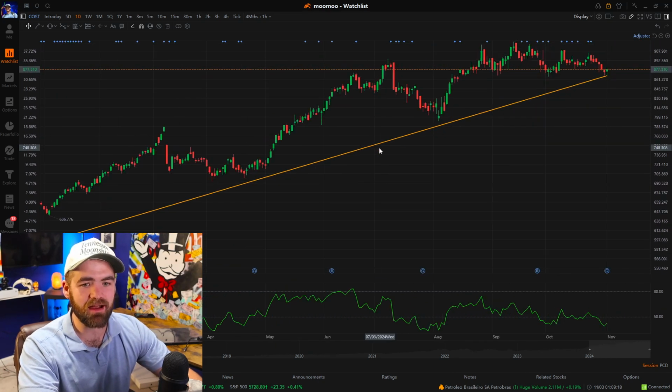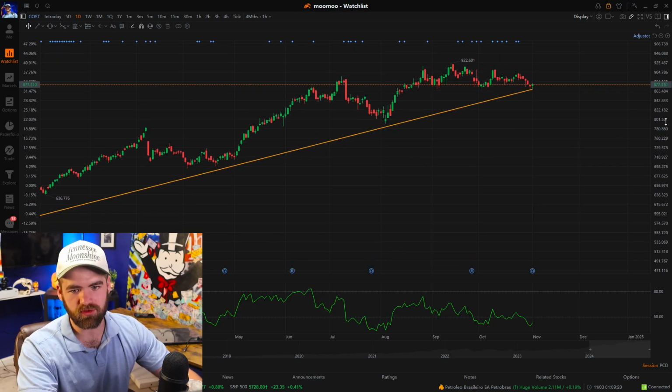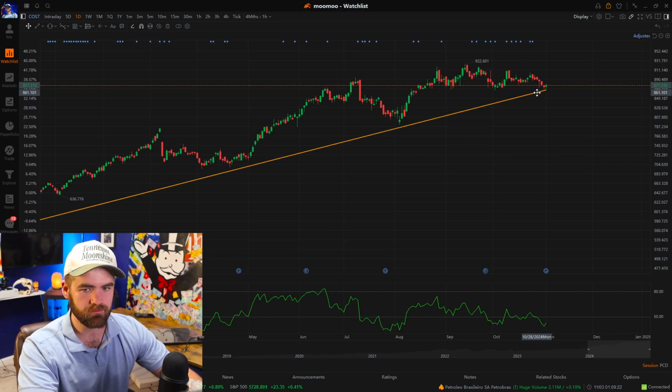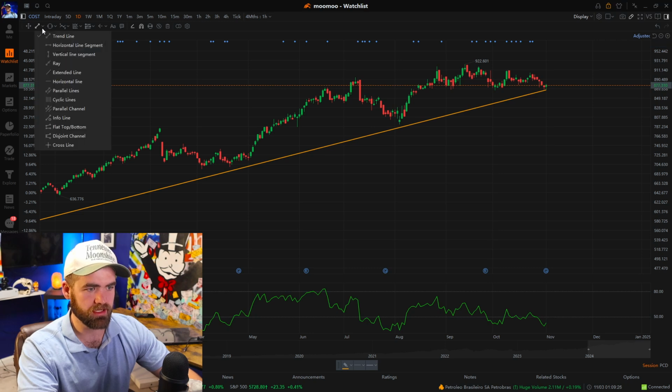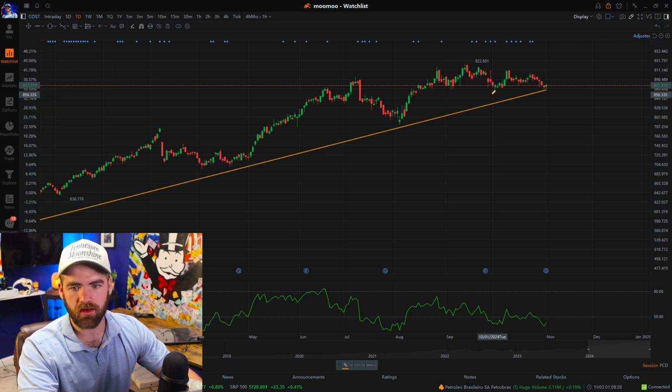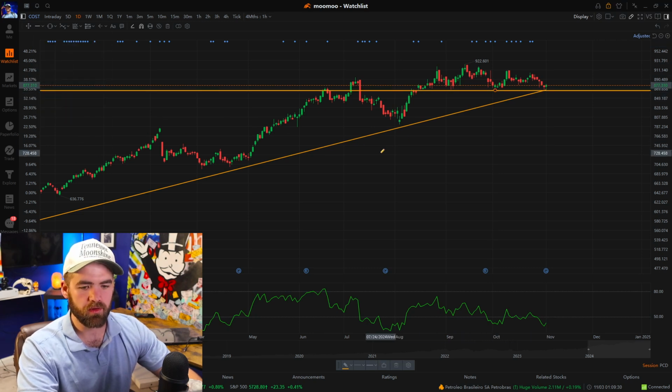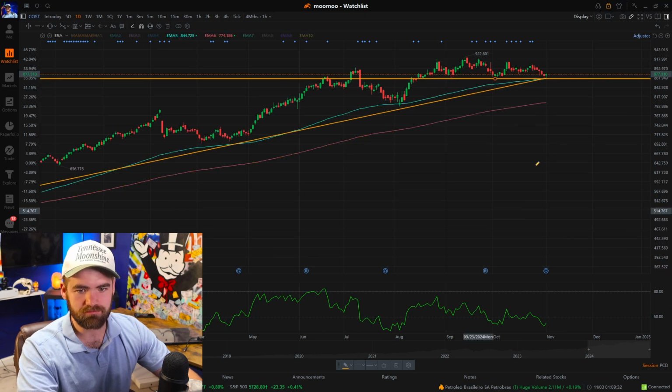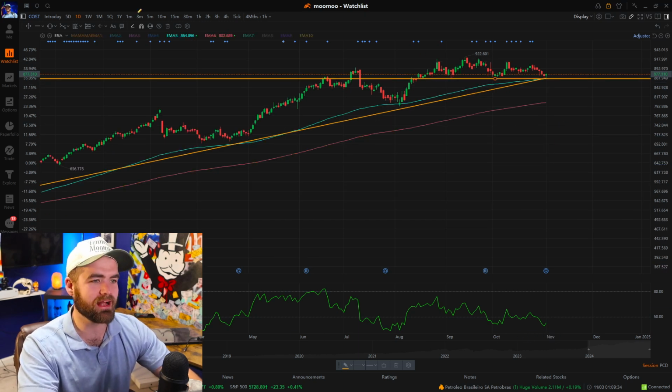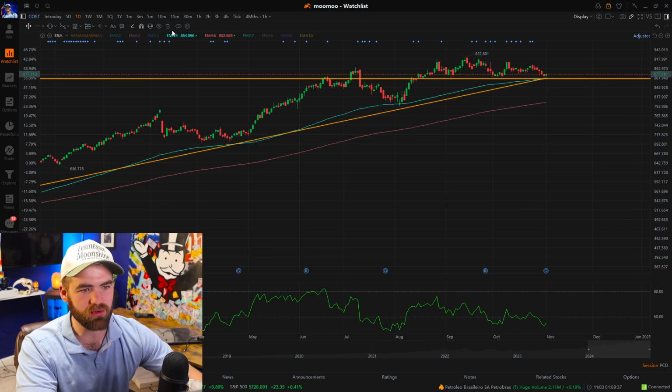So we have several supports for this type of trade, right? We have trend line, we have horizontal line. Let's go ahead and draw that out. We have horizontal line. We also have a moving average line. So we have so many supports in our favor here.